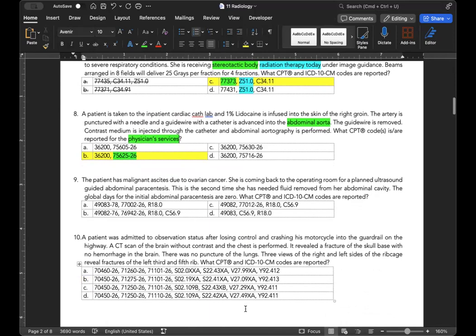Number 9, patient has malignant ascites due to ovarian cancer. She is coming back to the operating room for a planned ultrasound-guided abdominal paracentesis. This is the second time that she's needed fluid removed from her abdominal cavity, and the global days for the initial abdominal paracentesis are 0. So we've got 2 that have 49082, and then 2 that have 49083. Let's go look at those.